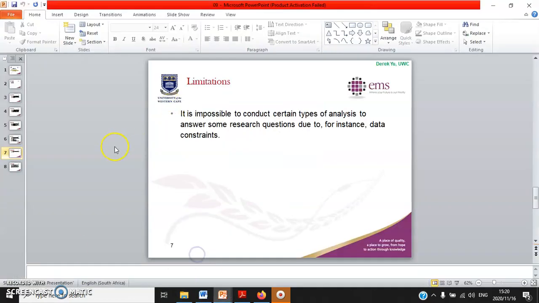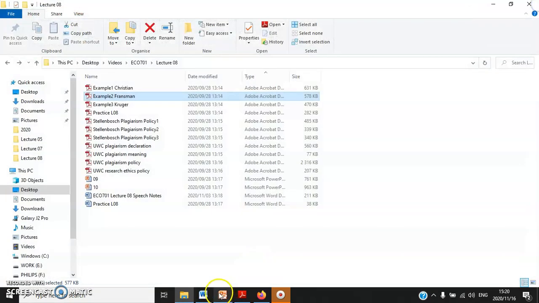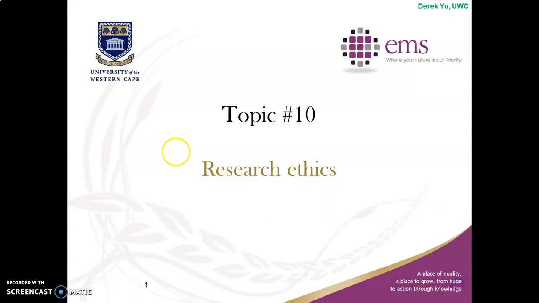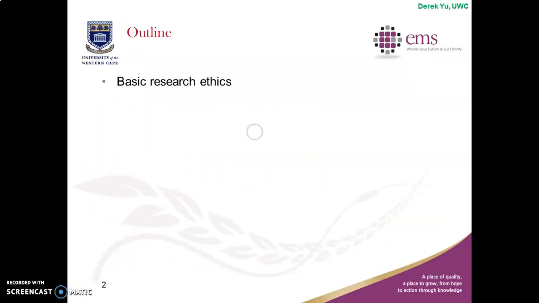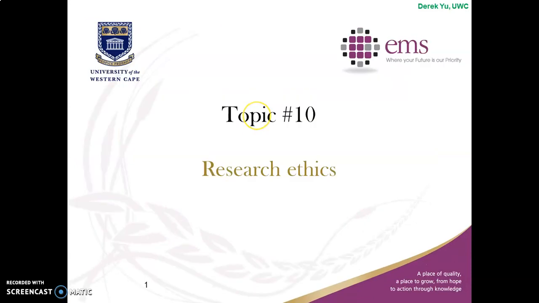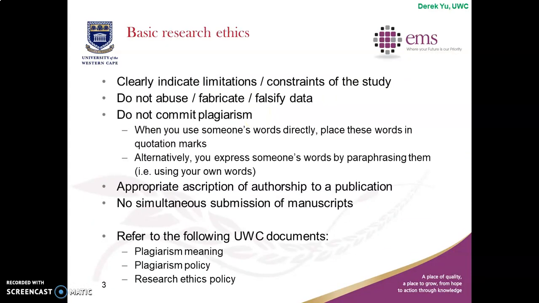And then I'm done with the first set of slides, and then the second set of slides has to do with research ethics. I don't think there is much I need to do or cover. It's self-explanatory, except this slide number 3. When you use someone's words directly, word by word, you have to use double quotation marks. Otherwise, you would commit plagiarism. Alternatively, paraphrase. Use your own words to summarize the ideas by someone else.